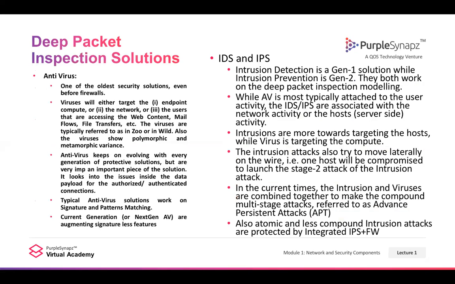Then we need to have deep packet inspection. In deep packet inspection, as I told in the beginning, there are two primary solutions which were introduced in generation 1 and are still very popular today. One is the antivirus. Antivirus is one of the oldest security solutions. Even before firewalls, it was being used. Firewalls were active when the network started to grow.